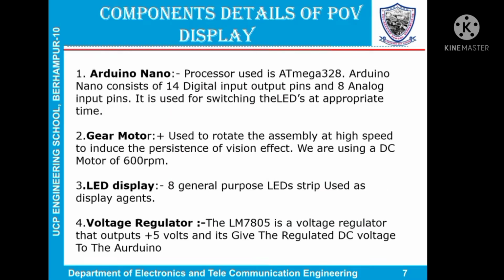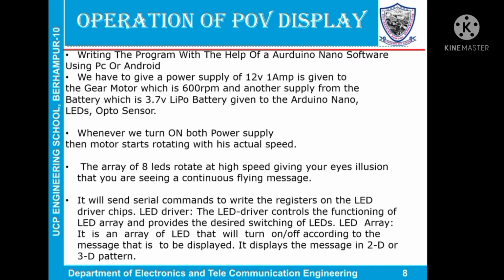These are the component details of POV display: Arduino Nano, gear motor, LED display, voltage regulator. Operation of POV display: writing the program with the help of the Arduino Nano software using a PC or Android. The power supply of 12-volt 1 ampere is given to the gear motor, which is 600 rpm, and another supply from the battery, which is a 3.7-volt lithium polymer battery, is given to the Arduino Nano and LEDs.